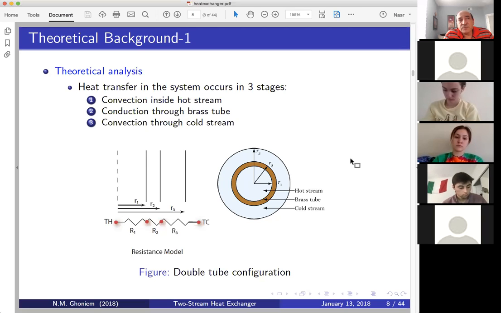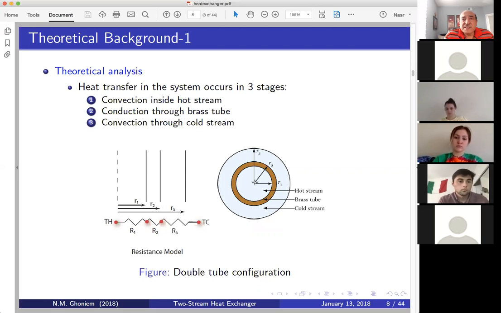So the part of that I'm presenting here is how to figure the conductance capital U from correlations. It's all correlations here. The model that we use is an inner brass tube that has a hot stream, and an outer plexiglass tube that is transparent and has the cold stream. The dimensions are R1, R2, R3, as you can see here. You have those in the manual.